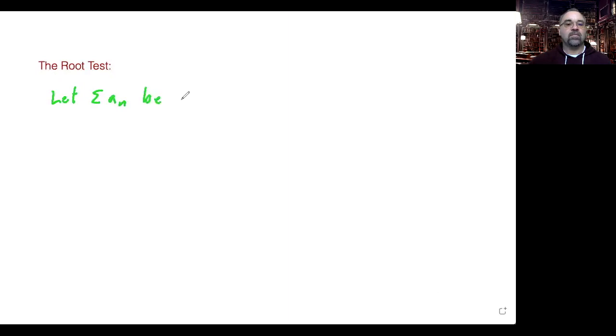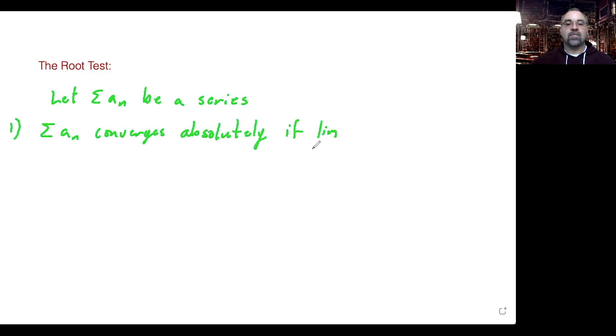So again, I'm going to let my series be a sub n. And then we have a similar sort of situation here where one option will be a sub n converges absolutely if the limit as n approaches infinity of the nth root of the absolute value of a sub n is less than one.